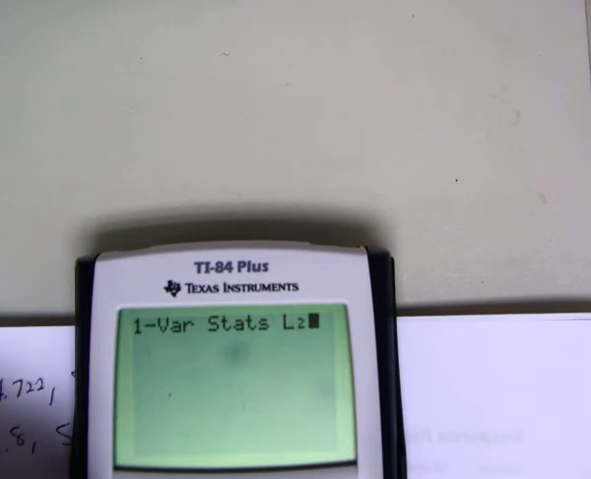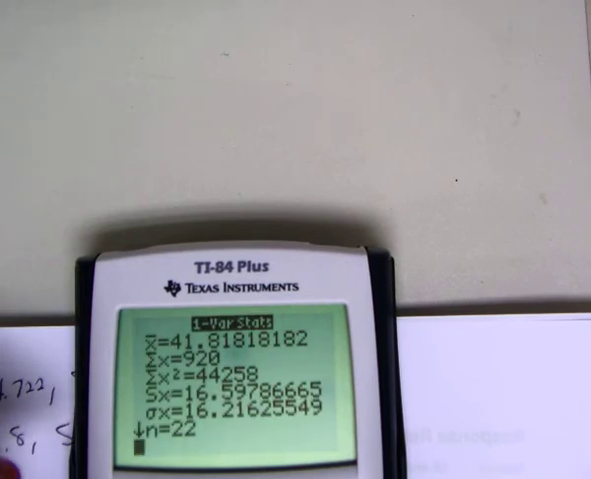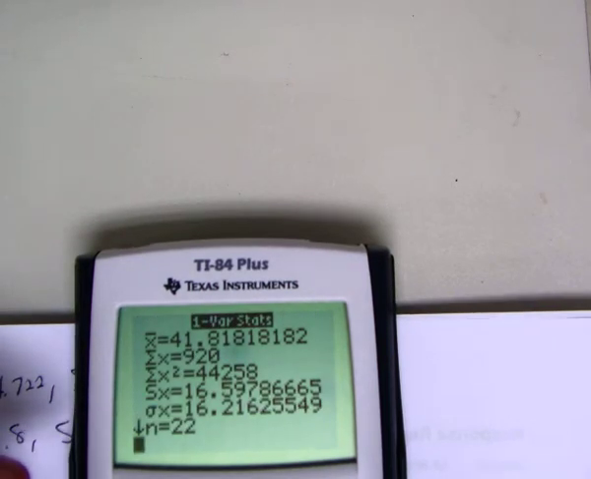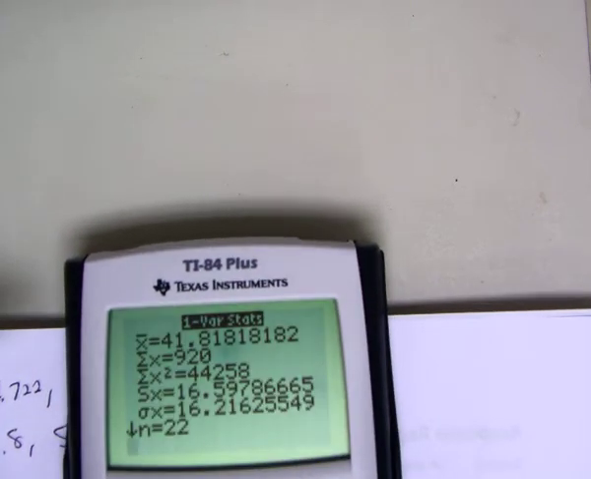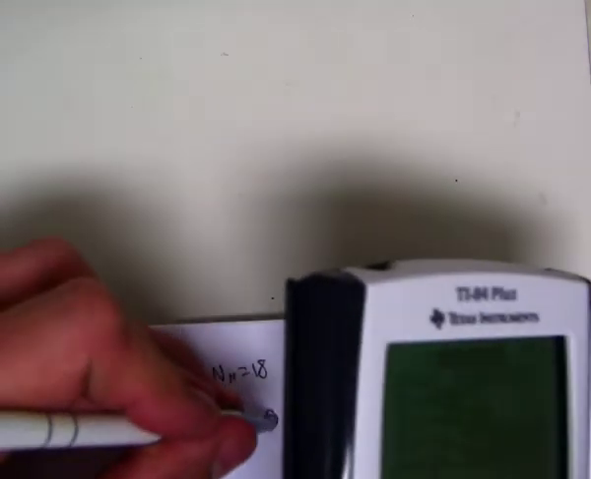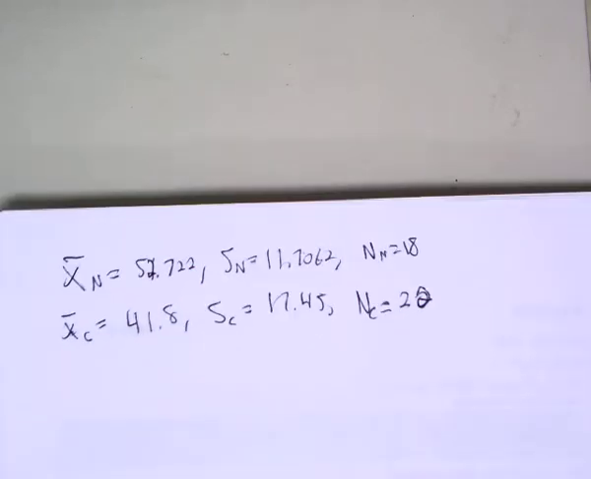That's for L2. This is for the control group. I got 41.8, and n is, I got 22. Okay. All right, so those are what my stats look like.